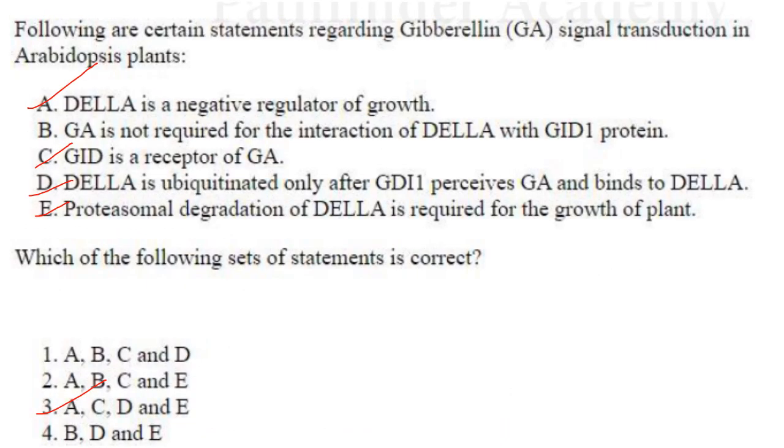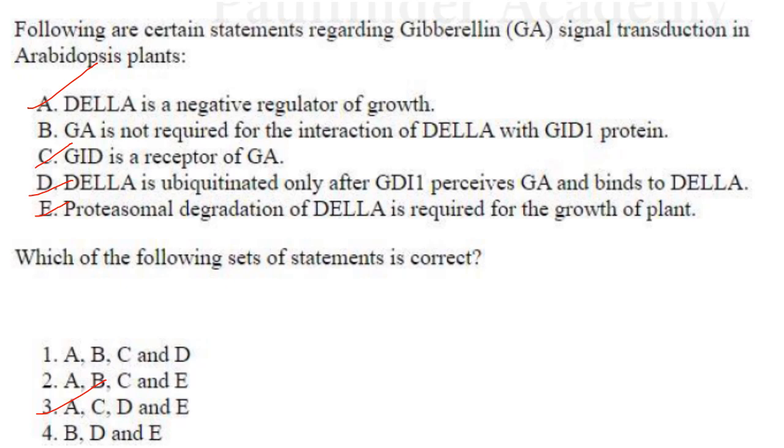Then next one. Following are certain statements regarding gibberellin signal transduction in Arabidopsis plant. So they have given DELLA, GA, GID1. Okay, we'll see what all these things are. Now first thing is DELLA is a repressor of plant development. Now how does gibberellin repress the activity of this DELLA? So when gibberellin binds to GID1 receptor, GID1 is the receptor for gibberellin, this binding enhances the interaction between GID1 and DELLA proteins.